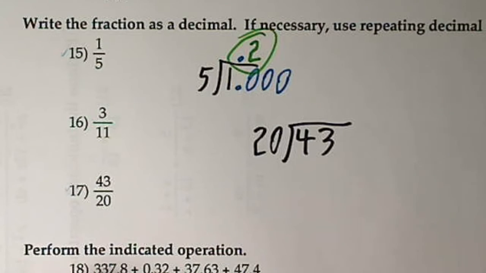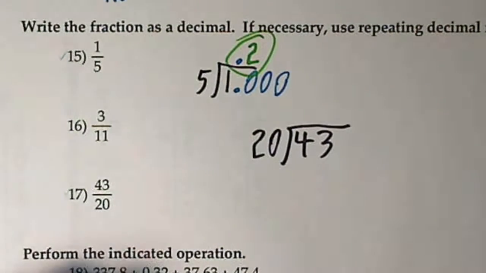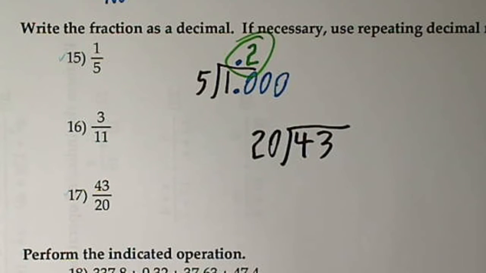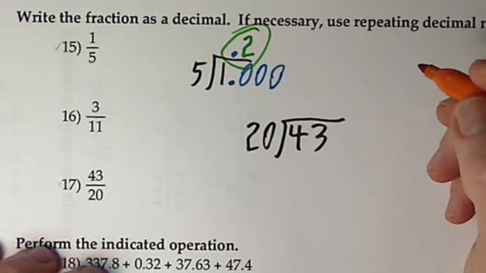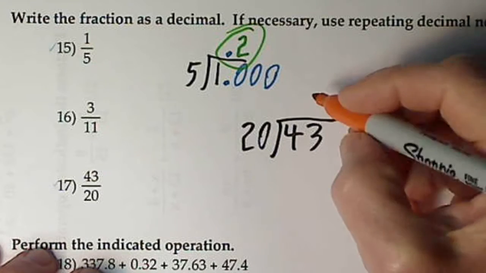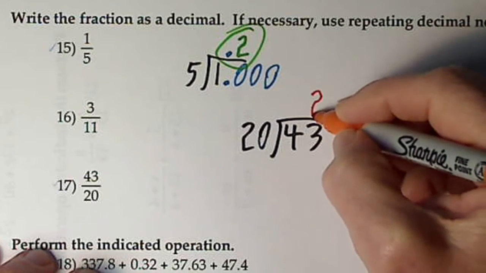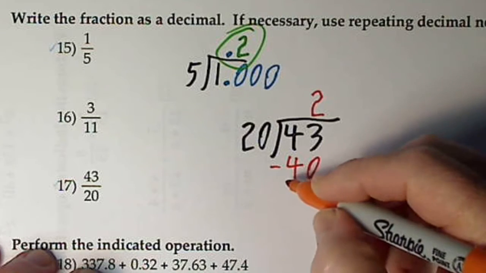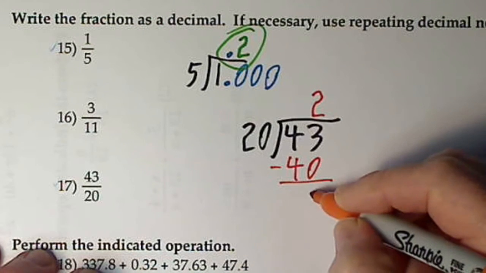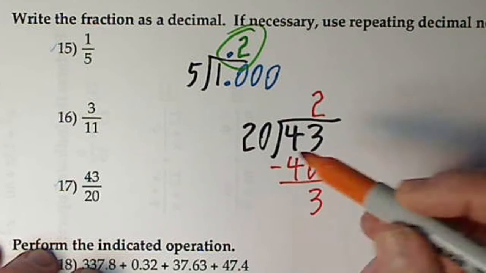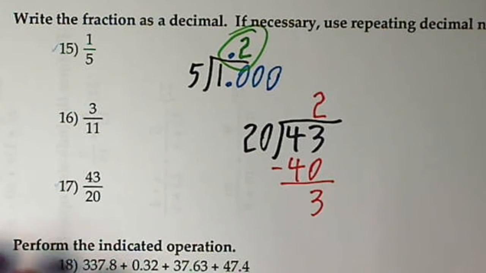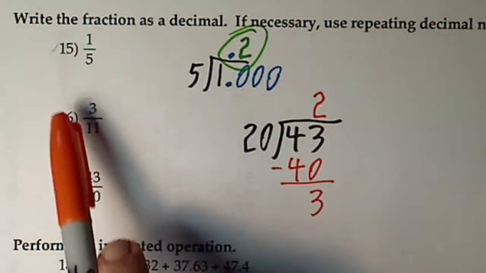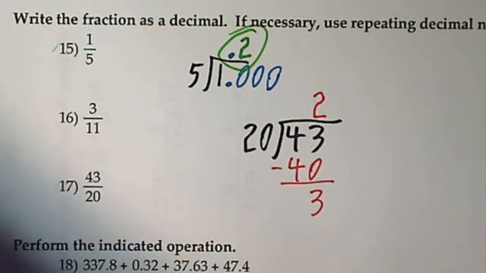Well, it starts out nicely enough. 20 goes into 43 twice. Okay. 2 times 20 is 40. When we subtract, we've got 3 left over, and 20 won't fit into 3. All right. So we need a way to keep going. They want this written as a decimal.